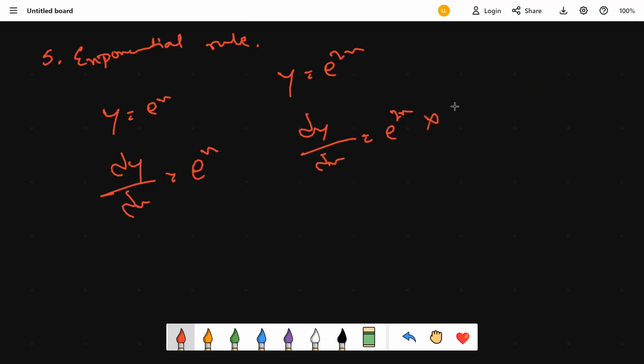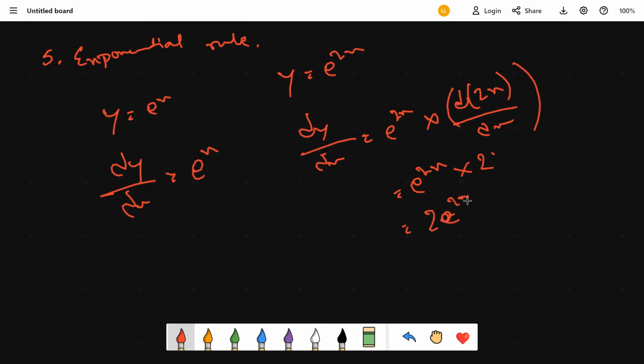Now differentiating the inner function gives us what? We have to differentiate d of 2x divided by dx. That gives us e to the power 2x times 2 times differentiating x, which means x to the power 0, isn't it? So x to the power 0 is what? 1. So simply we can write e to the power 2x times 2. So that gives us 2 into e to the power 2x. So that is our differentiated value.